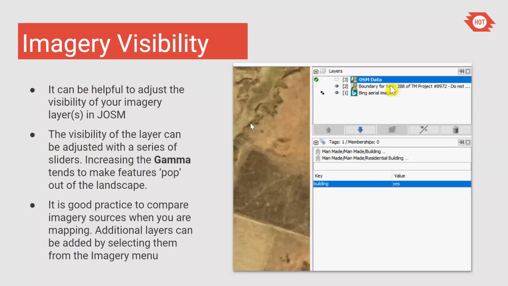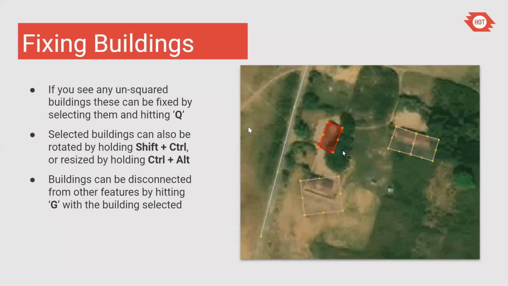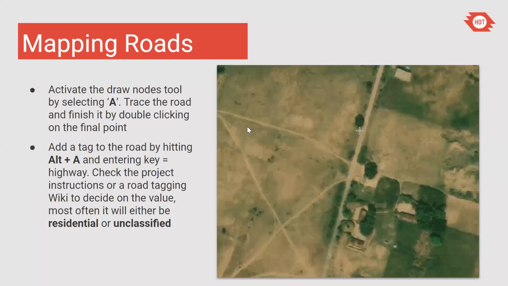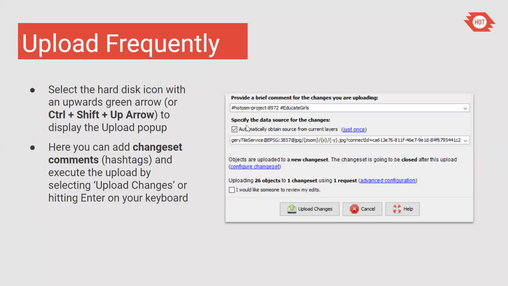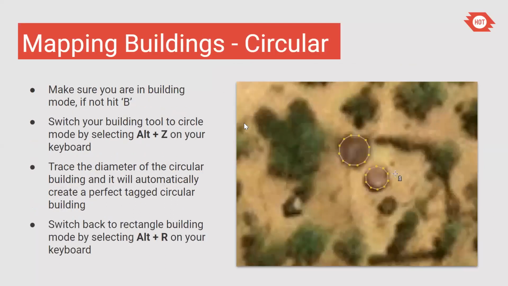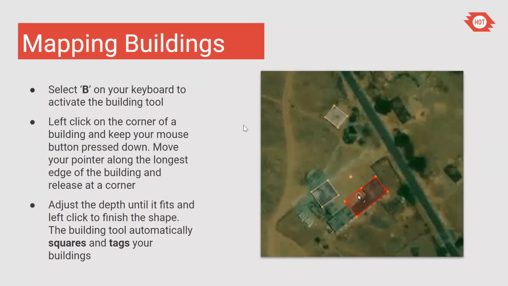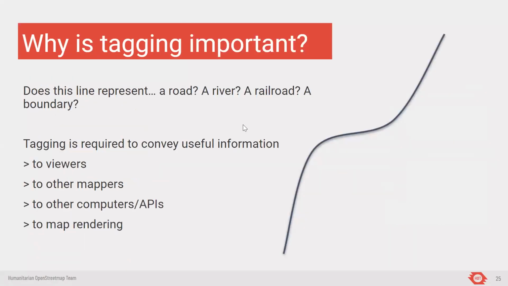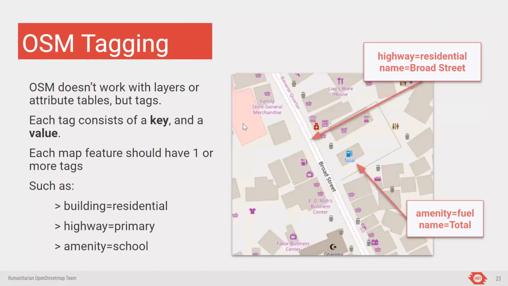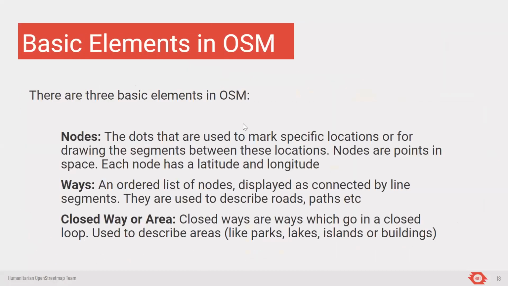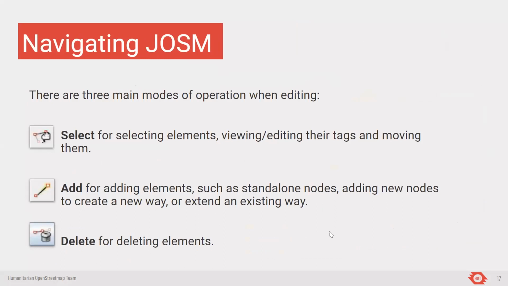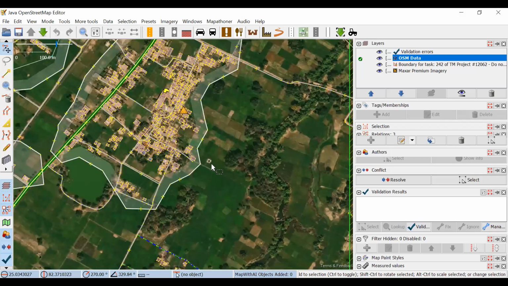Okay, so I have how to fix buildings, I'm going to illustrate that. Land use I've covered. Mapping roads, I'm going to do that shortly. Uploading I have done. Circular buildings I've done. Okay, do you have any questions before I continue?